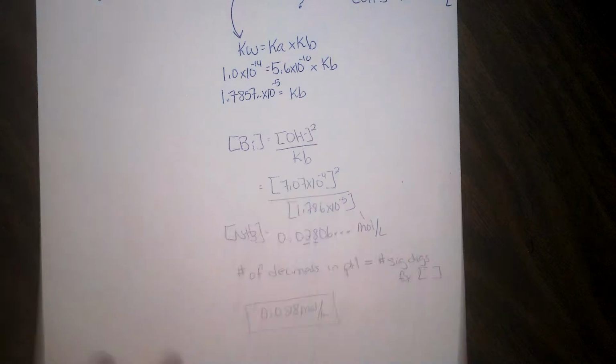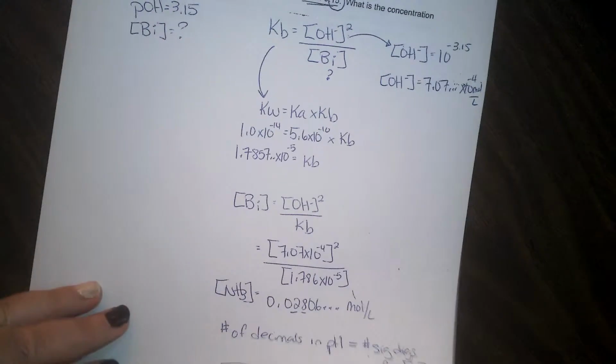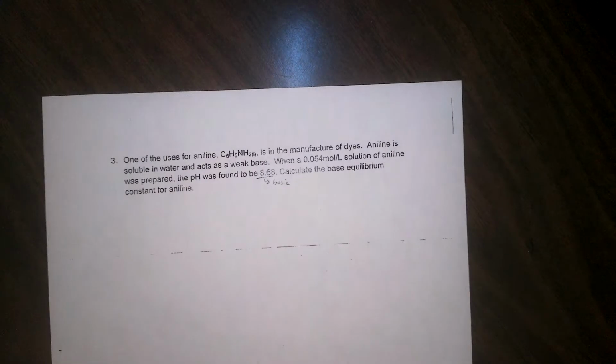All right. One more. We can do it. We got 7 minutes. One of the uses for aniline, C6H5NH2, is the manufacture of dyes. It's also used to determine pour points. Aniline is soluble in water and acts as a weak base. When a 0.054 mole per liter solution of aniline was prepared, the pH was found to be 8.68. Calculate the base equilibrium constant for aniline.